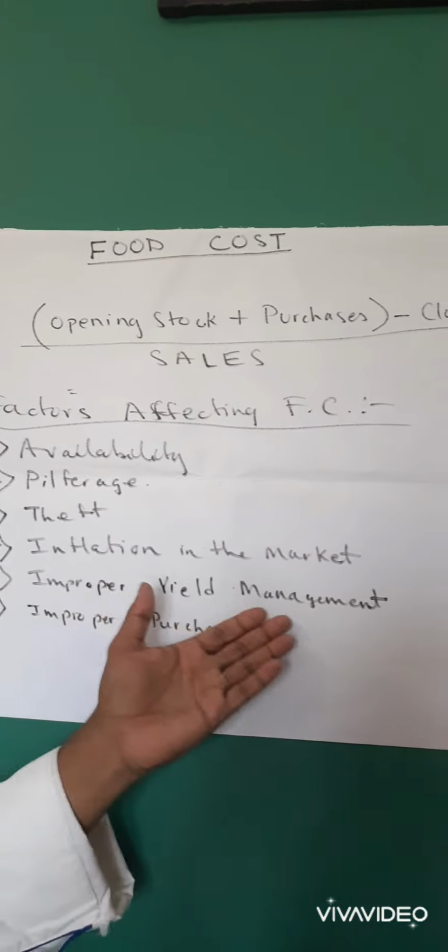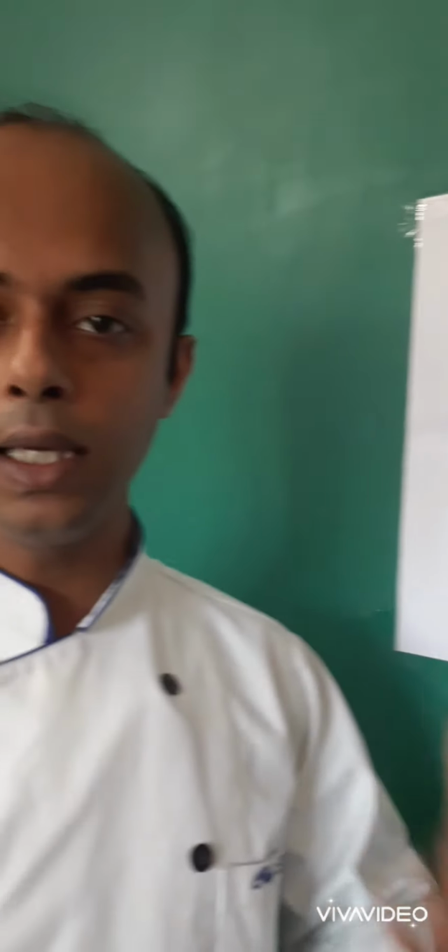Next is improper yield management. Yield management is a whole new chapter which I will do in later classes. But to give you a brief idea, yield means to get the maximum or the optimum output out of an ingredient. As a simple example, when we go to the market and buy a piece of mango, an Alfonso mango, which is regarded as one of the best quality mangoes in the world, when ripe it weighs approximately 170 to 190 grams. So we buy like that.